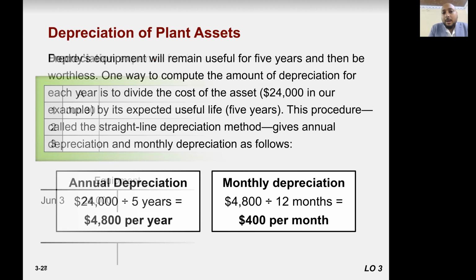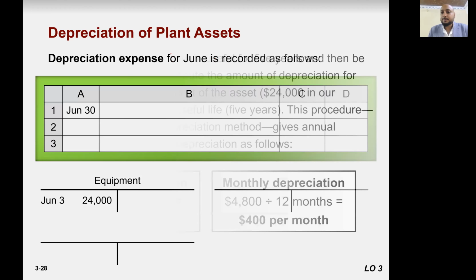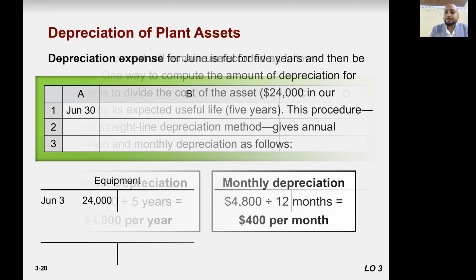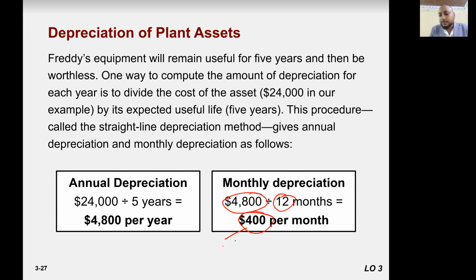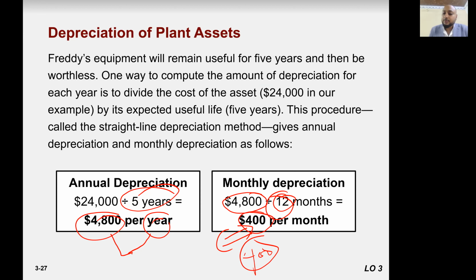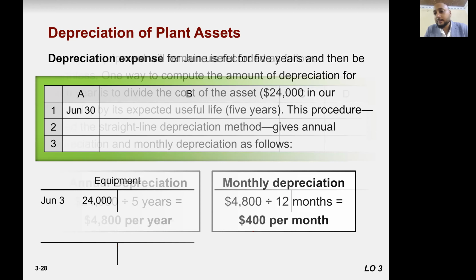Now, depreciation for June. They purchased on June 2nd or June 3rd. At the end of June, they need to record this monthly depreciation, not annual. Some students mistakenly just calculate, okay, 24,000 divided by 5 years, 4,800, so June depreciation is 4,800. No, 4,800 is per year. So you divide further by 12 months and you have 400 per month. So June depreciation is 400.